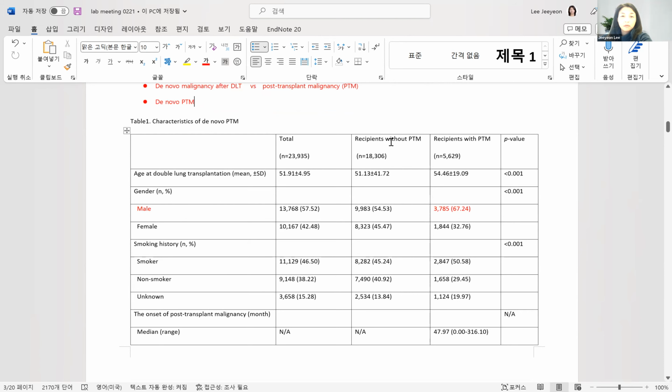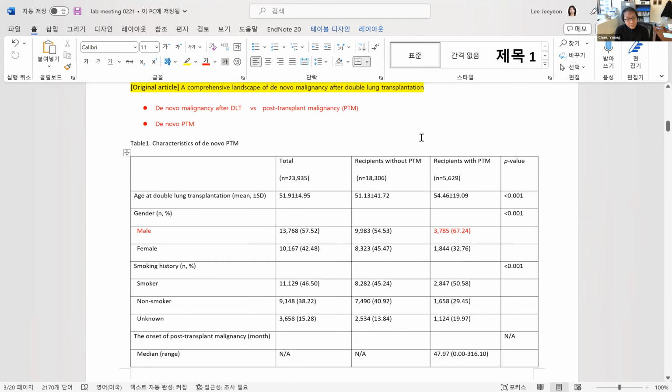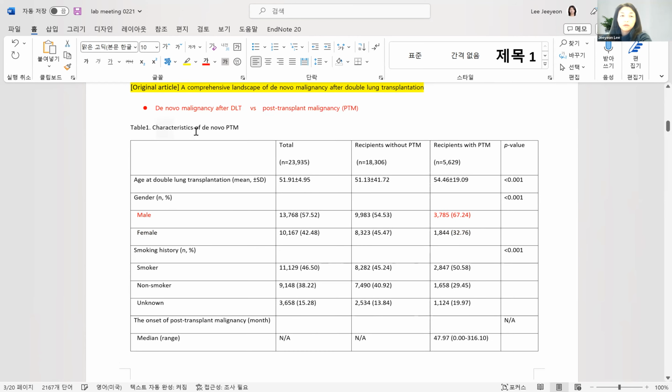Right. And can I explain? Yeah, right here, without PTM, with PTM, I think they would understand. You don't have to write de novo here. Okay, because it's in the... Okay. Then you want to use this word?